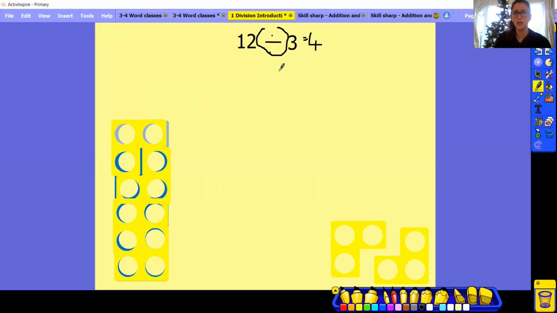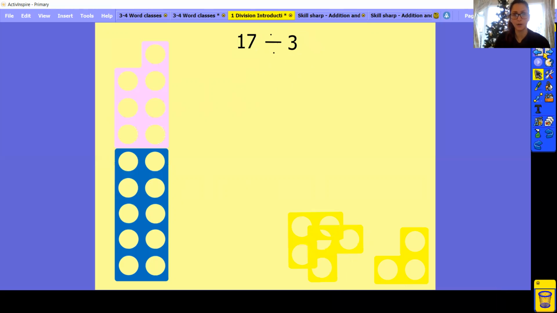Remember, the inverse to divide is, you say it. Well done if you said multiplication. So doing 3 times 4. So again, 3, 6, 9, 12, which is also what our whole was. Brilliant. So let's move on to the next one.